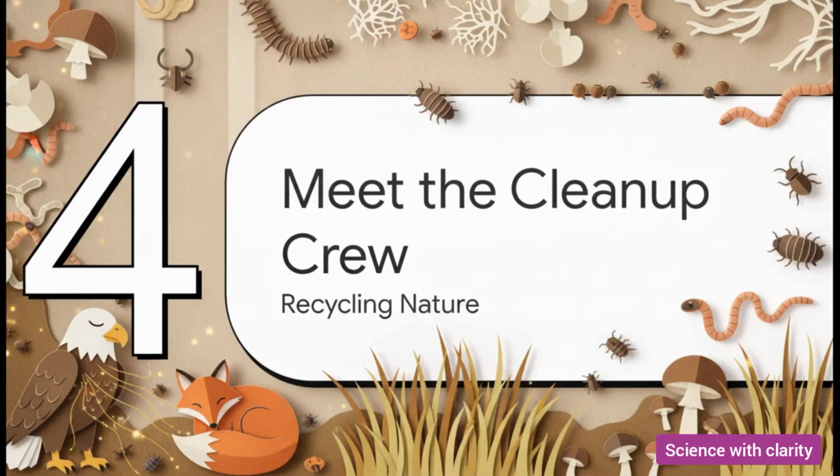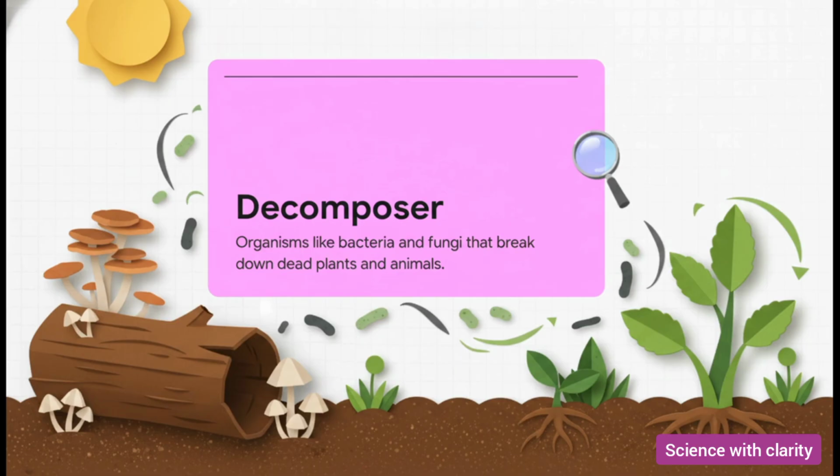Section 4. Meet the cleanup crew. How nature recycles. So what happens when the eagle, the fox, or even the grass eventually dies? The energy flow doesn't just suddenly stop. Enter the unsung heroes of the ecosystem, the decomposers. These are organisms, primarily bacteria and fungi, that break down dead plants and animals. They act as nature's ultimate 24/7 recycling department.